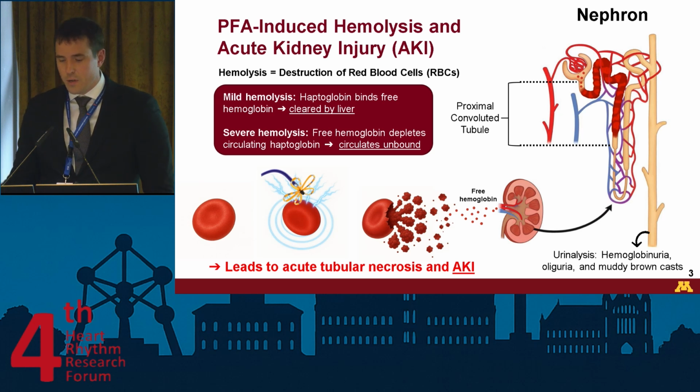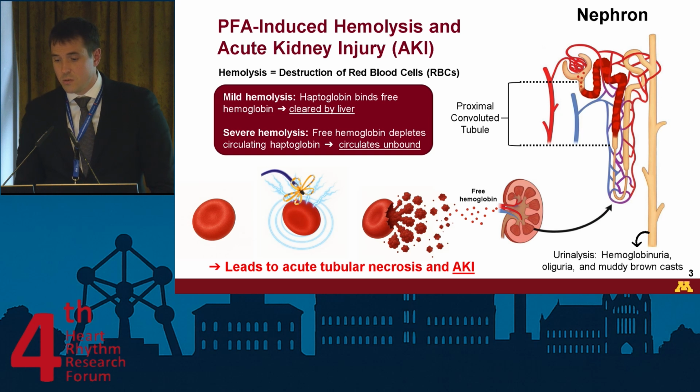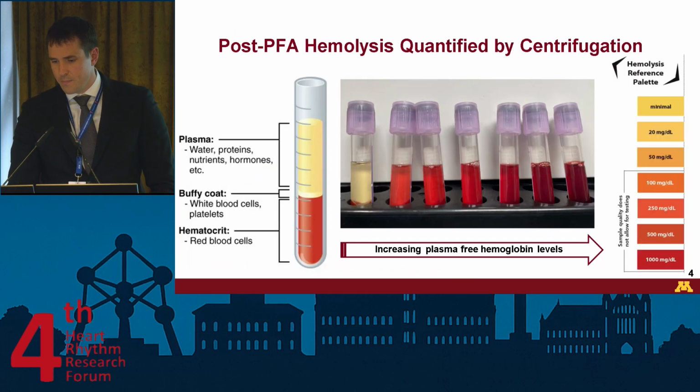So then that free hemoglobin actually makes its way to the kidneys and causes direct damage to the kidneys, leading to acute tubular necrosis, and can potentially lead to acute kidney injury as well, and other urinalysis aspects like hemoglobinuria, oliguria, and muddy brown casts for indications.